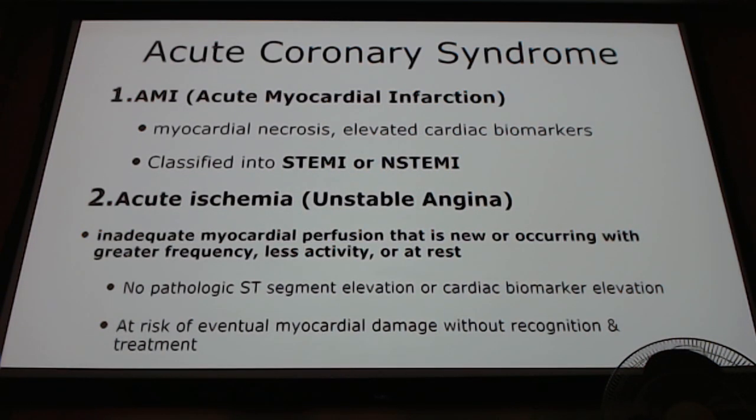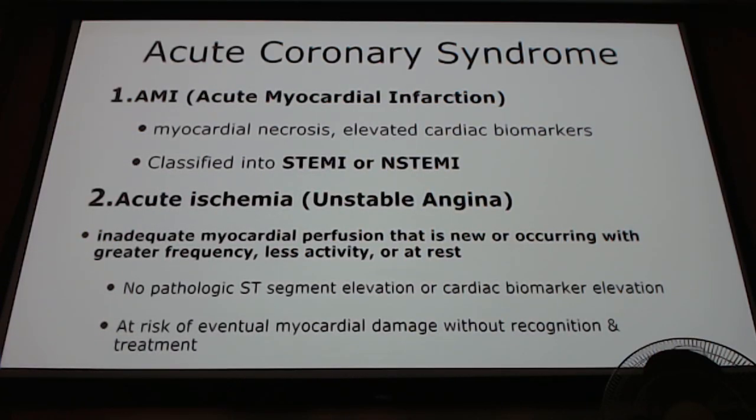All right, let's talk about ACS. It's important that we categorize these correctly and call them correctly. Historically, acute myocardial infarction is what we call it, but it then goes into a couple of different classifications: STEMI versus NSTEMI. With STEMI, you have EKG changes. With NSTEMI, you have no EKG changes, and you have cardiac biomarkers indicating that they're having an infarction.